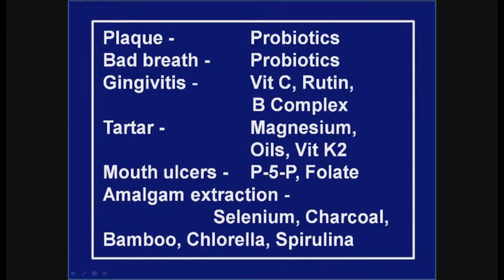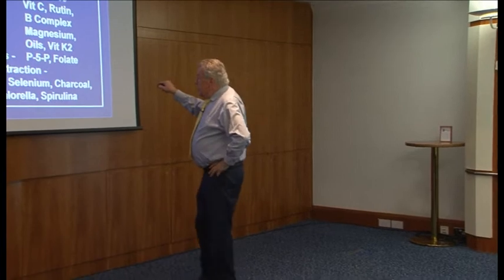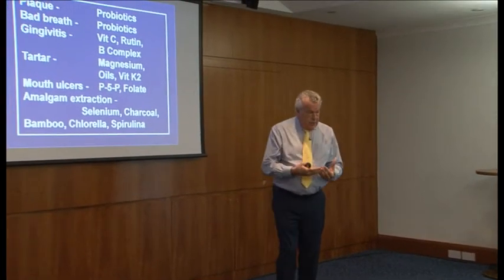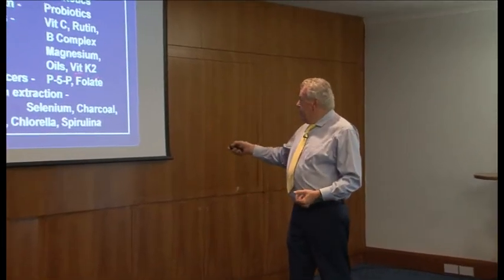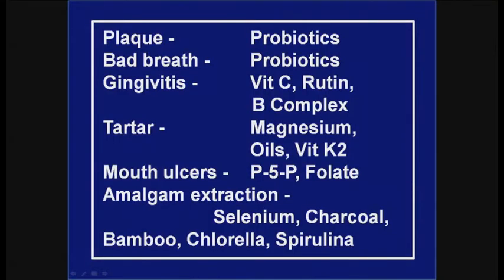Tartar is a build-up of calcium, usually from the different salivary glands, where the saliva is too high in calcium. And so here, to shift calcium and to get the balance, we need the opposite, which is magnesium. So calcium's outside the cell, magnesium's inside the cell. So people need more magnesium. They need oils to get the calcium back into solution. And nowadays, vitamin K2, we know, takes calcium out of tissues where it's deposited and puts it back into the bones and the teeth where it belongs. So those three things will be very important with someone with tartar.